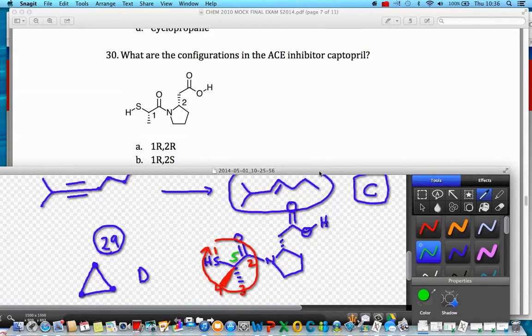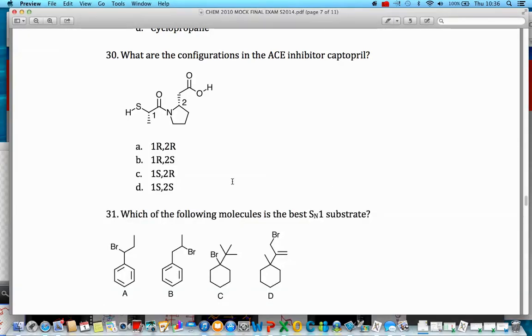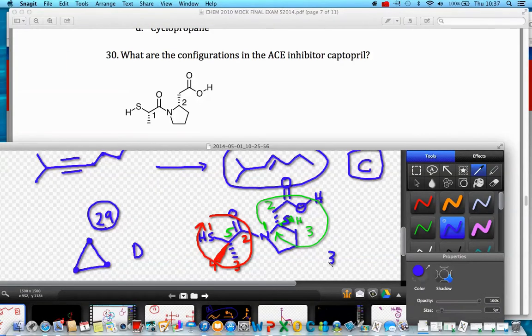Which means as you look at your answer choices, get rid of A and B. This carbon, nitrogen, of course, is number 1. This is number 2. This is number 3. Again, the hydrogen is coming out. It looks like we're going clockwise, which would be R, but this is also S. So SS, which is going to be answer choice D. So for number 30, the credited response is D.